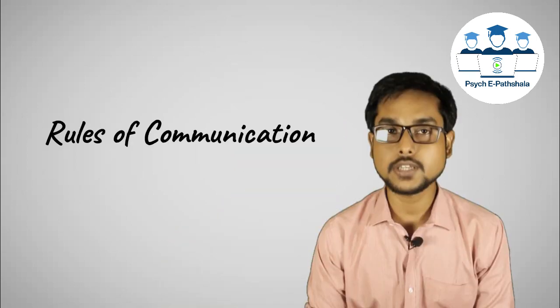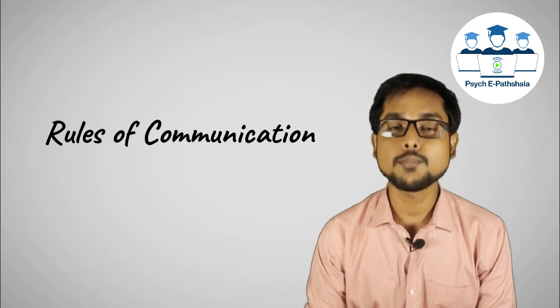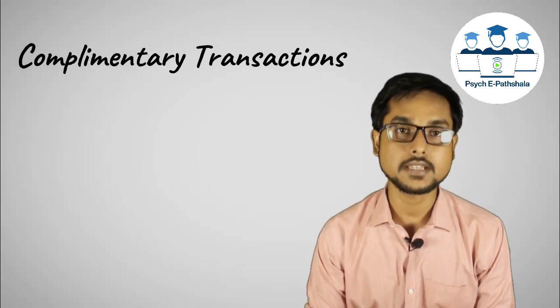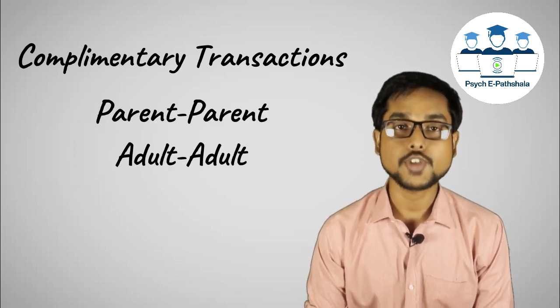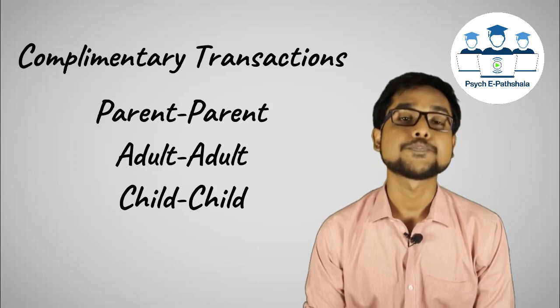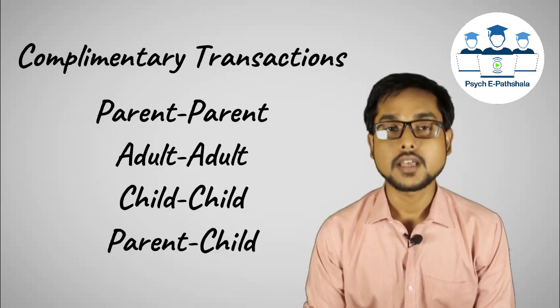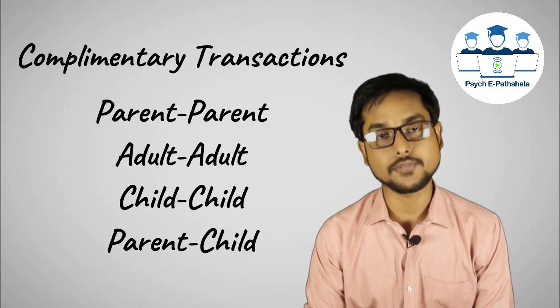In analyzing such transactions, Berne identified 3 rules of communication. Rule number 1, when we communicate or transact from complementary ego states, that is between parent and parent, adult and adult, child and child, and parent and child, communication can continue indefinitely.